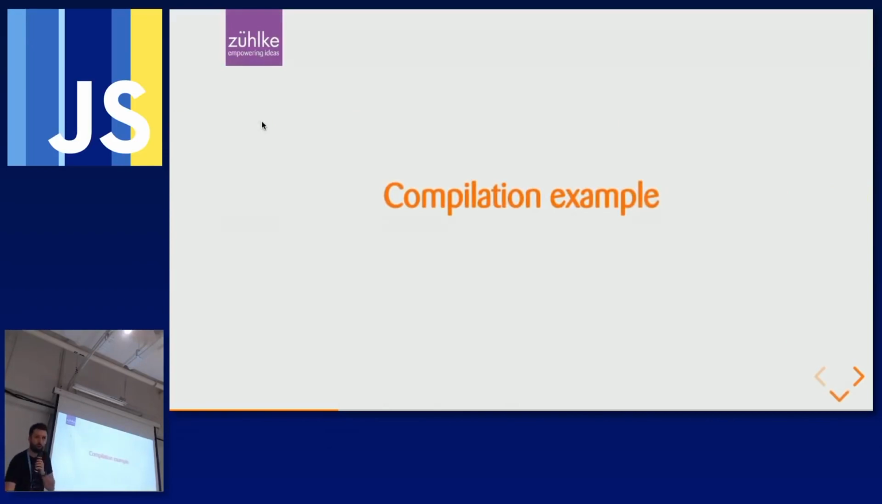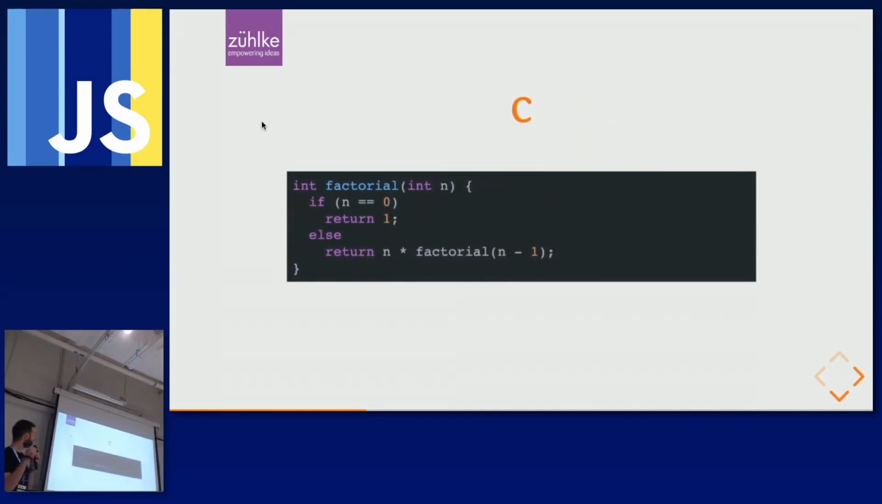So let's look at a small compilation example so that we understand what happens behind the scenes. This is a little C code. Can you all see that? Is the contrast okay enough? Okay. This is a little C function that does factorial. You probably all know that. The factorial of 5 is 5 times 4 times 3 times 2 times 1, which would be 120. A very easy function that is recursive, so we call ourselves with n-1.